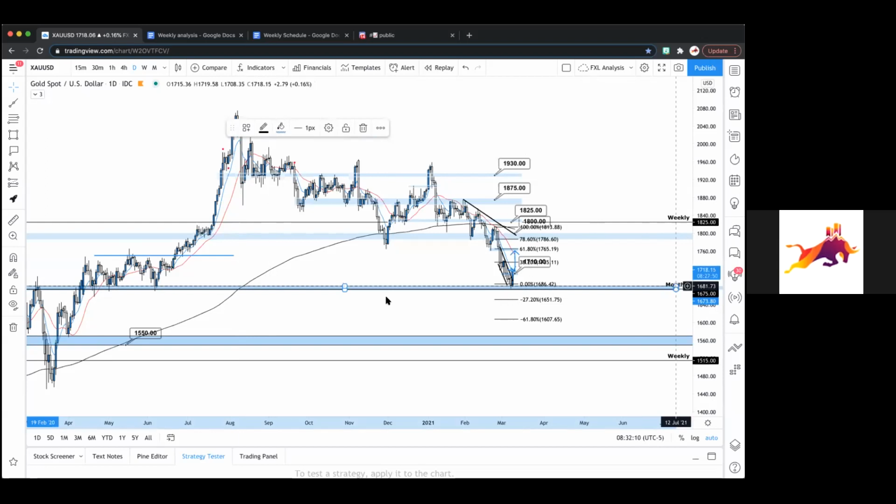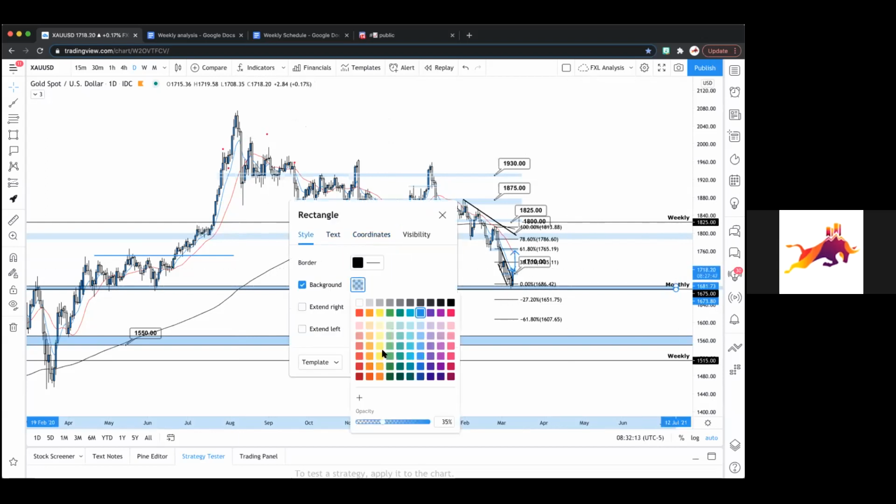Let me just draw this level over. I'll highlight this monthly a little bit more. Get rid of this border.